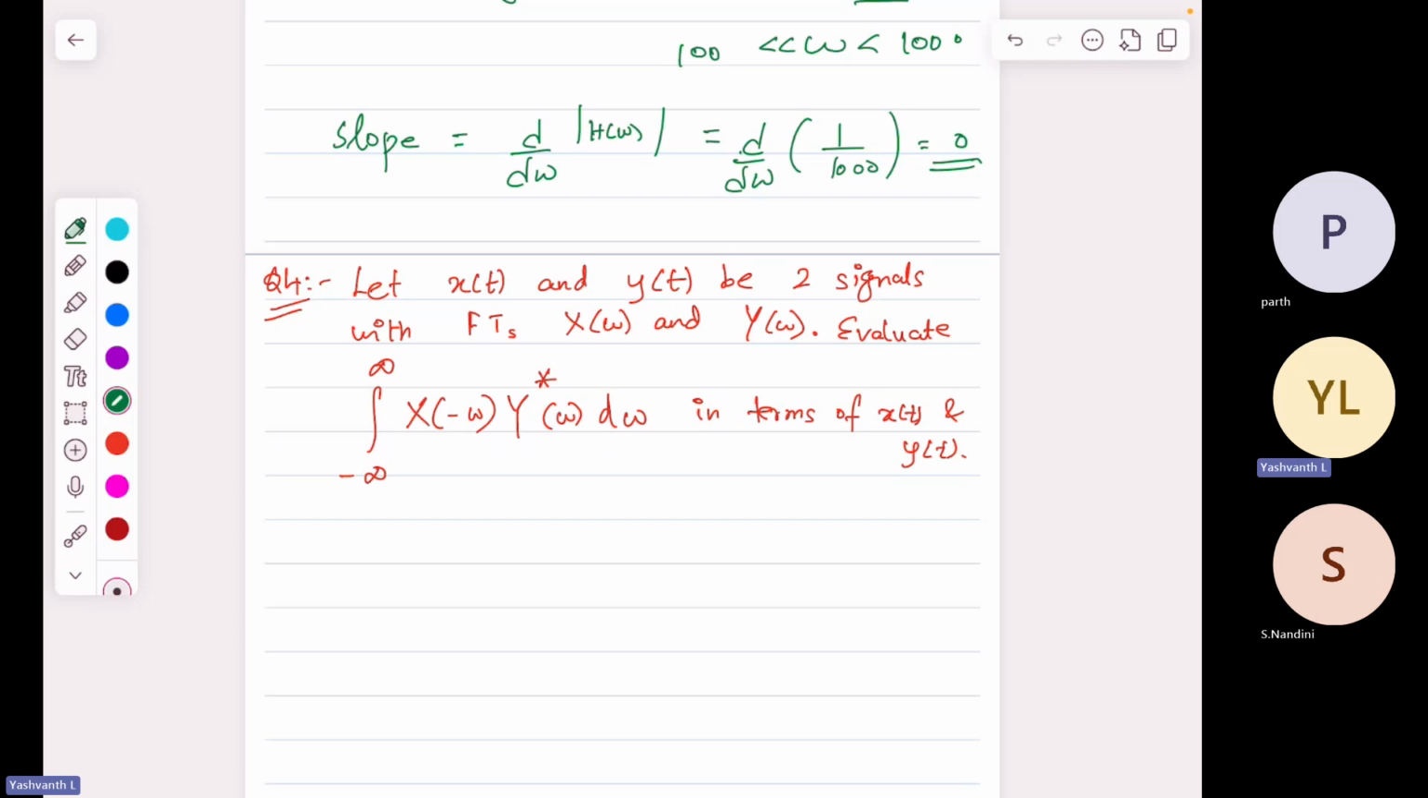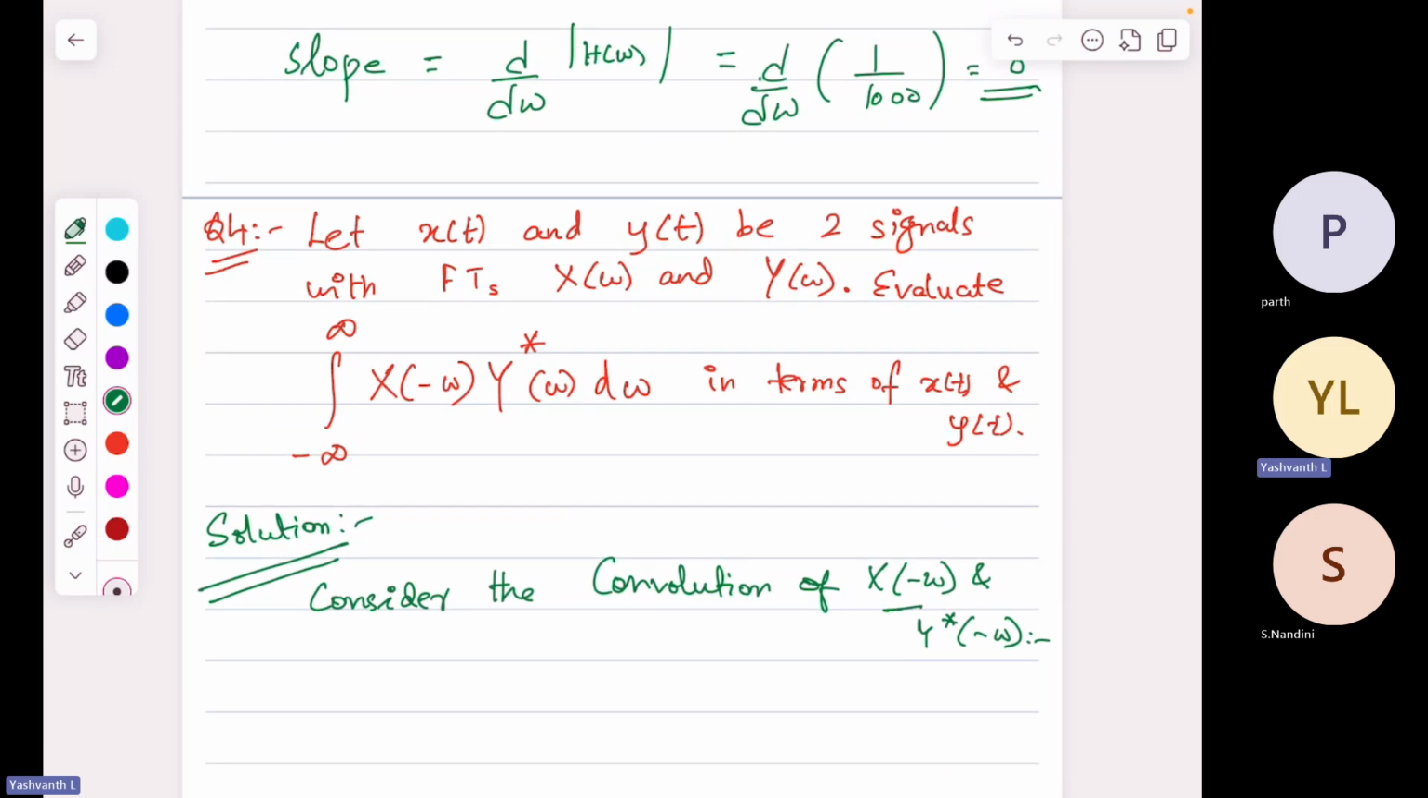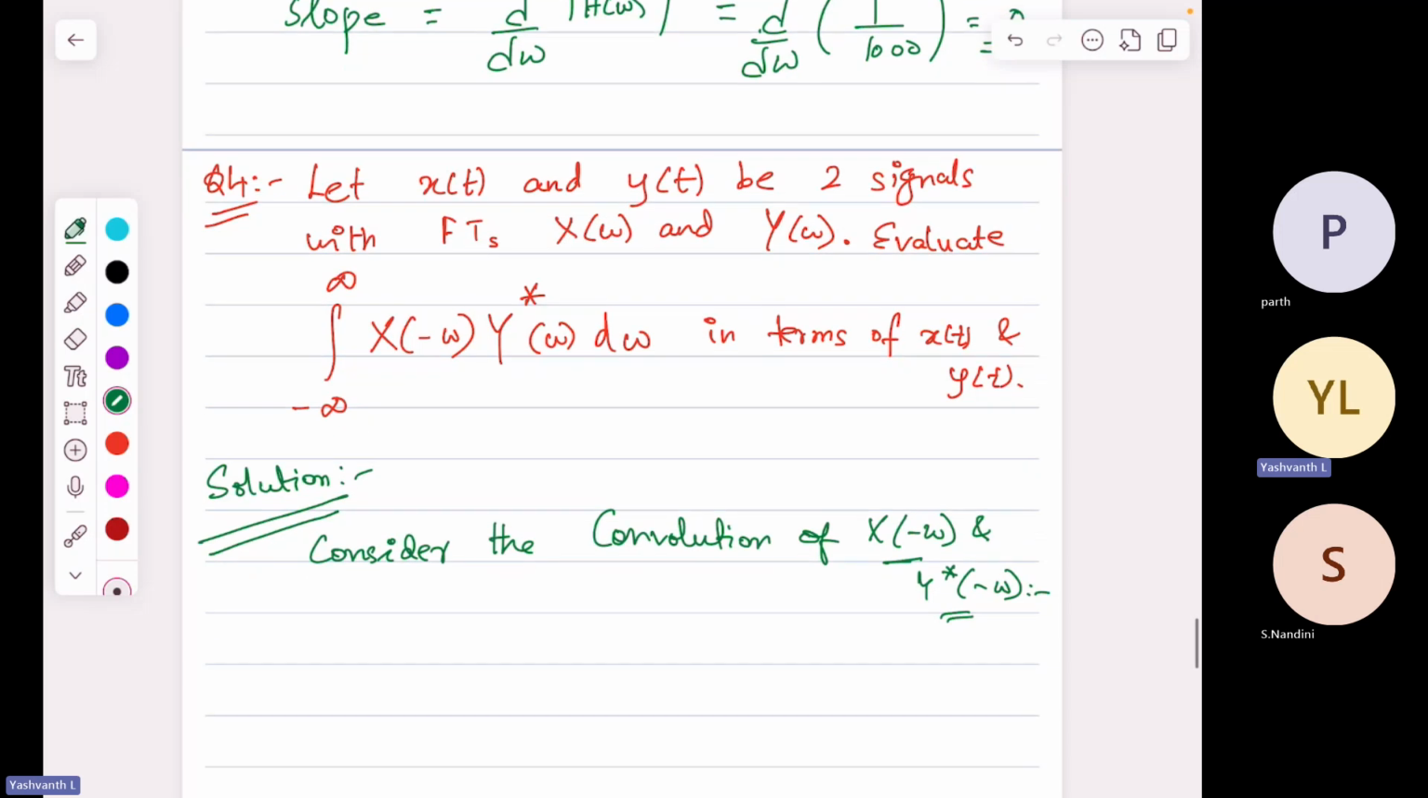For this, first I'm going to consider the convolution of the signal X of minus omega and Y conjugate of minus omega. Just consider that X of minus omega you're convolving with Y conjugate of minus omega in the frequency domain, along the frequency axis. I will define that as Z of omega tilde.